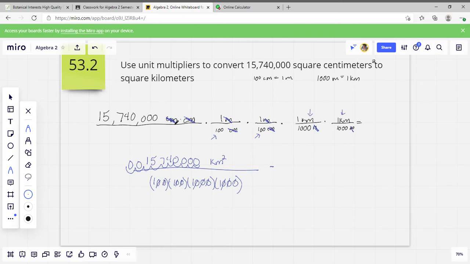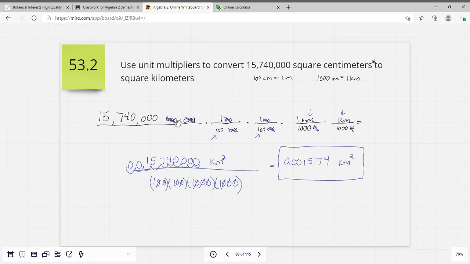Alright, so that's going to equal 0.001574 kilometers squared. And that's your answer. So on these ones where it's just metric, it's going to want you to do the multiplying and dividing. But they're really, really simple.